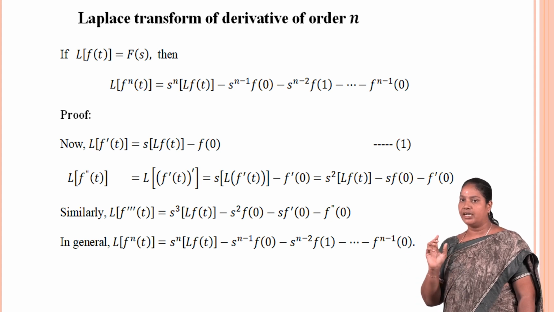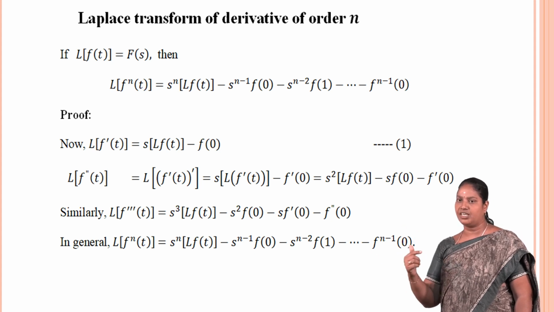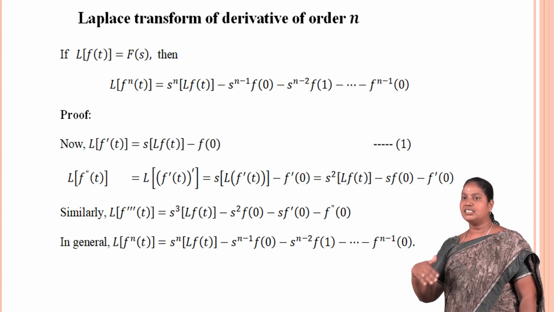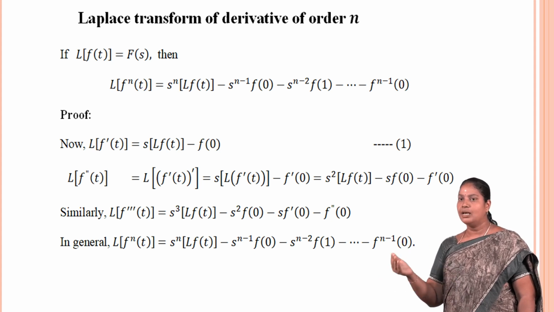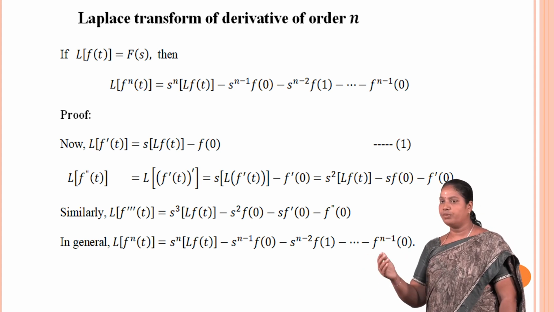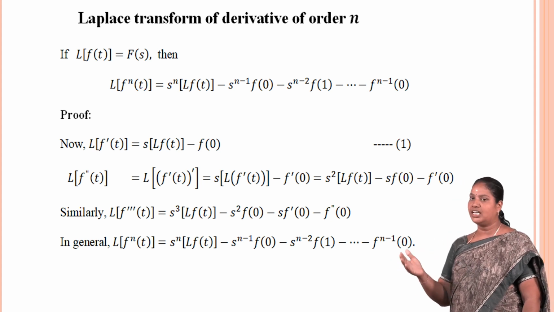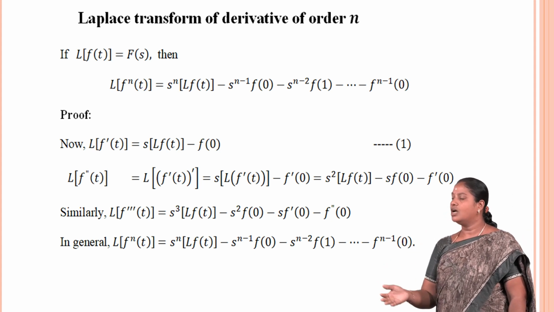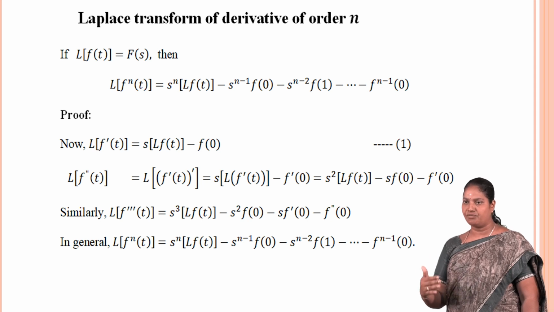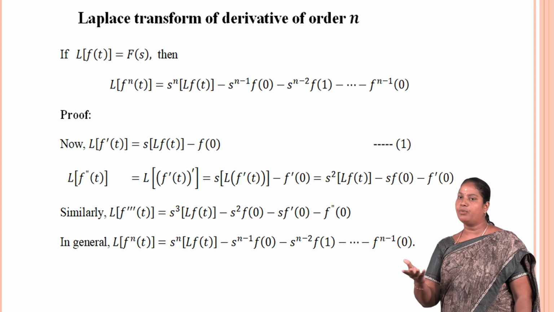So this is the expression for L of f''(t). Now we move on to L of f'''(t). It follows the same procedure. We will get s^3 L of f(t) minus s^2 f(0) minus s f'(0) minus f''(0). So proceeding after n minus 1 times, we will get L of f^(n-1), and after that we will get L of f^(n)(t) as the resultant, that is s^n L of f(t) minus that polynomial.